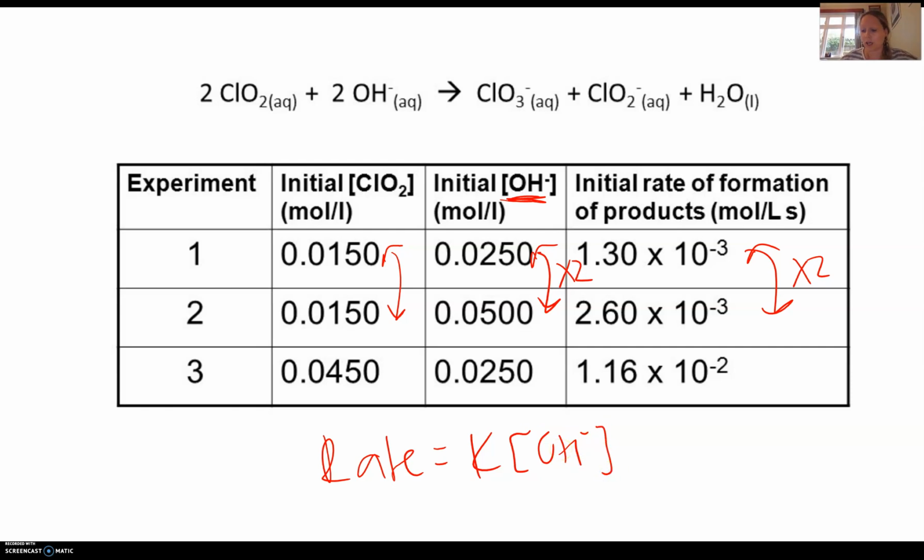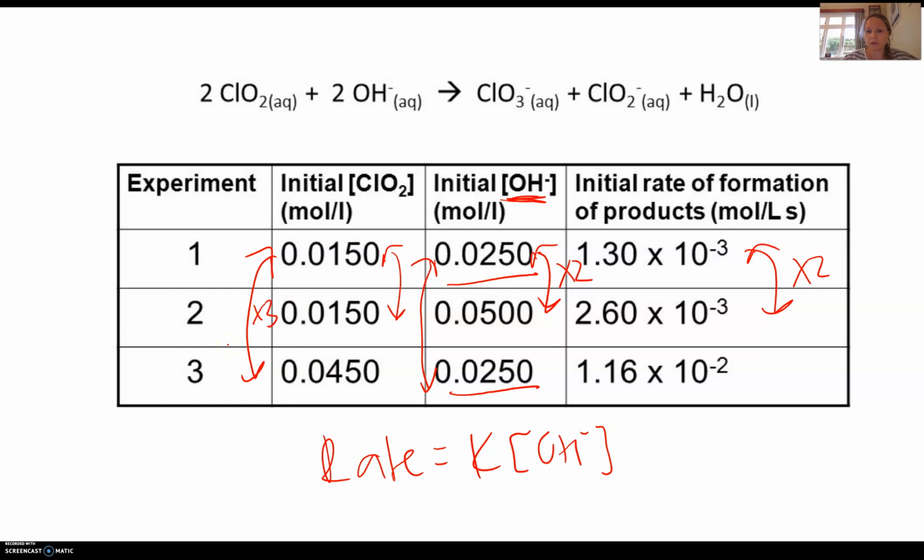So let's have a look at rate order 2, the second thing, which is going to be ClO2. So we have to look at the change here. So we're going to compare experiment 1 and 3, and that's purely because we need to keep OH minus constant, and that 1 and 3 have that at constant. So what's the change in concentration of ClO2? And that change is that it's been tripled.